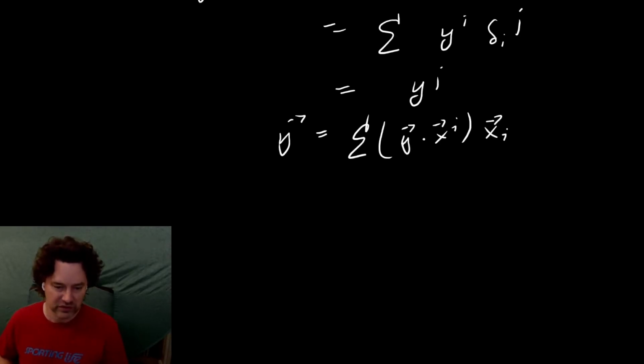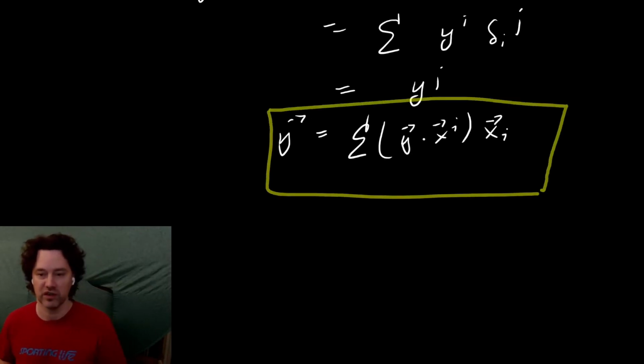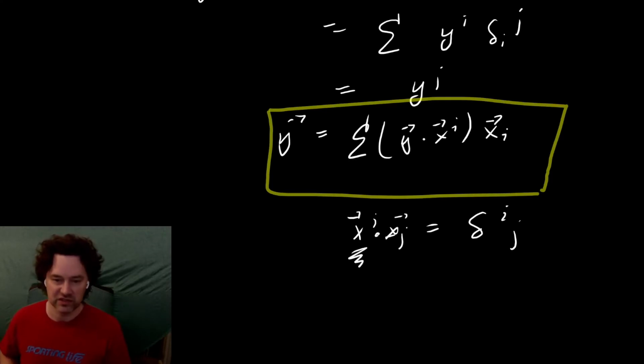So we found a way to compute the coordinates of any vector with respect to an arbitrary basis, provided we can find x^i dotted with x_j equals delta_ij. So if we can find our reciprocal frame vectors that satisfy this condition, then we can find our coordinates.